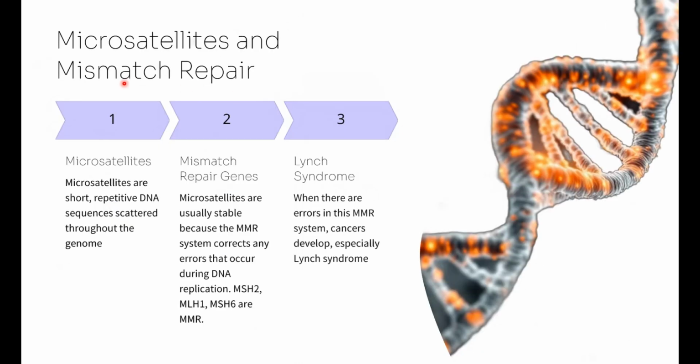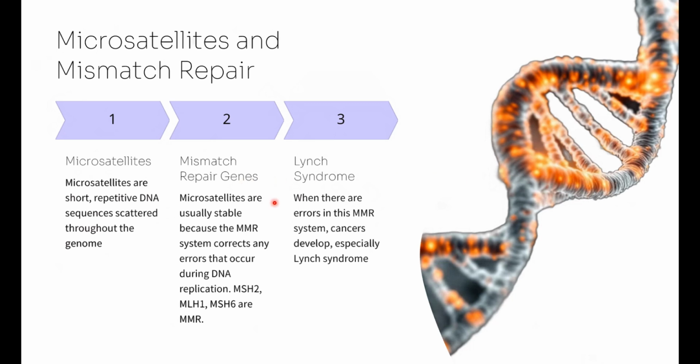Now let's come on to another interesting topic: microsatellites and mismatch repair. What is a microsatellite? They are nothing but repetitive DNA sequences which are scattered throughout the genome. So they will be repetitive. They are not just any kind of short DNA sequences. Say for example AGTC, AGTC, AGTC. So they are short sequences which are repeated throughout the genome.